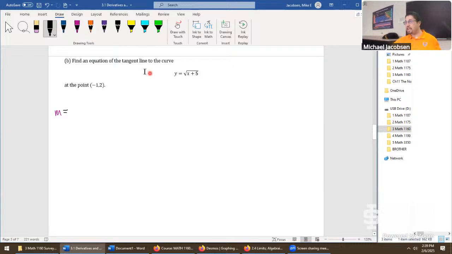First thing we want for a tangent line equation is a slope m, which is now the limit as h goes to 0, f at a plus h minus f of a, all divided by h. So that's our formula to copy down.